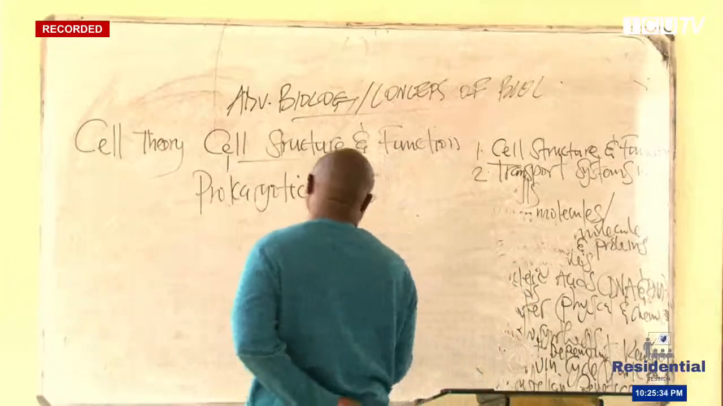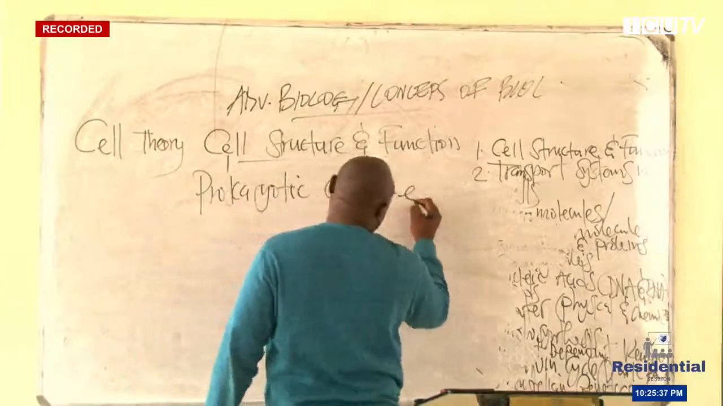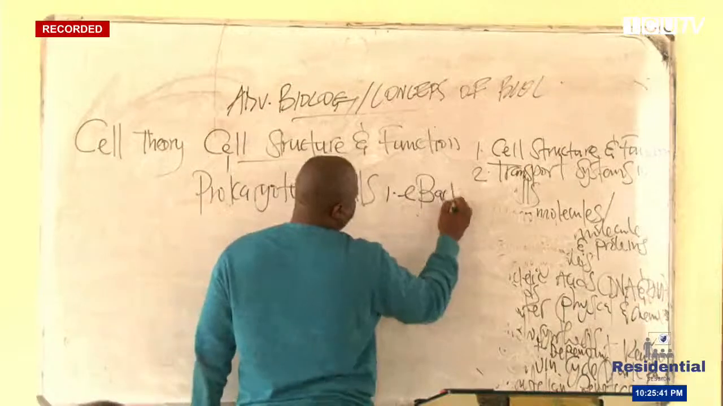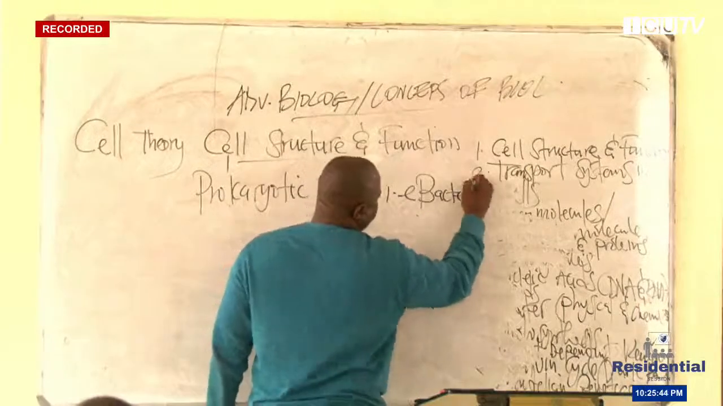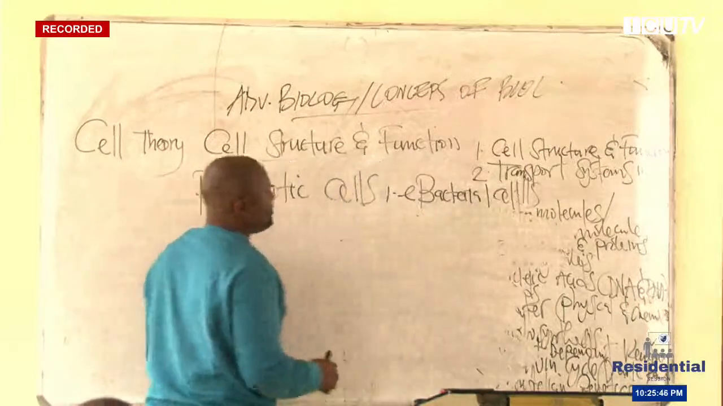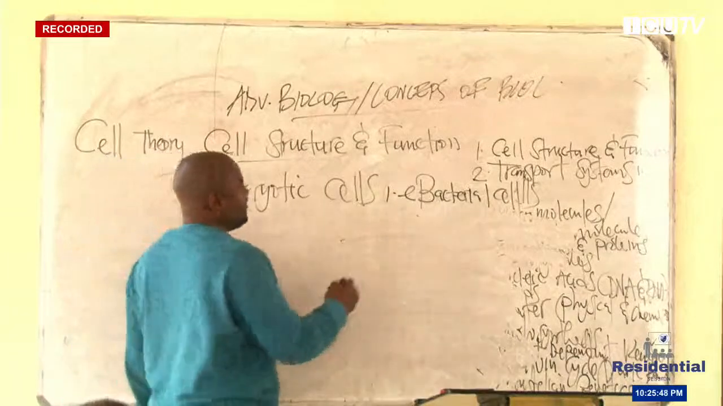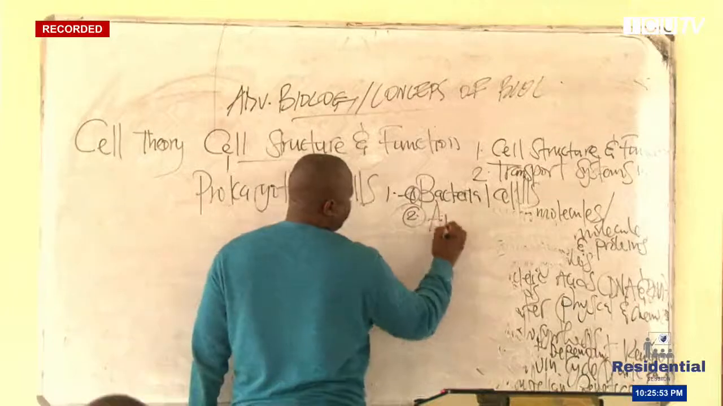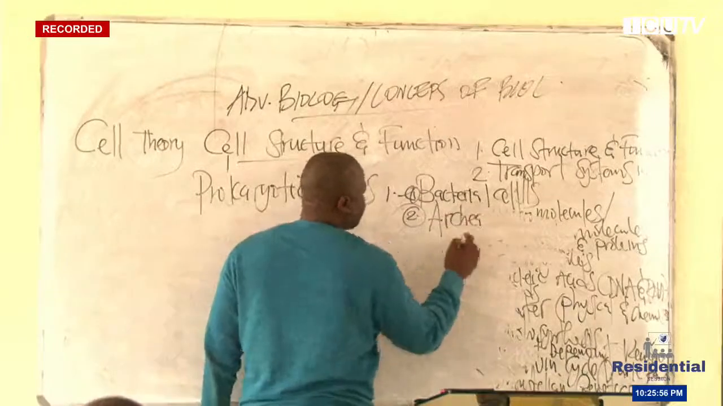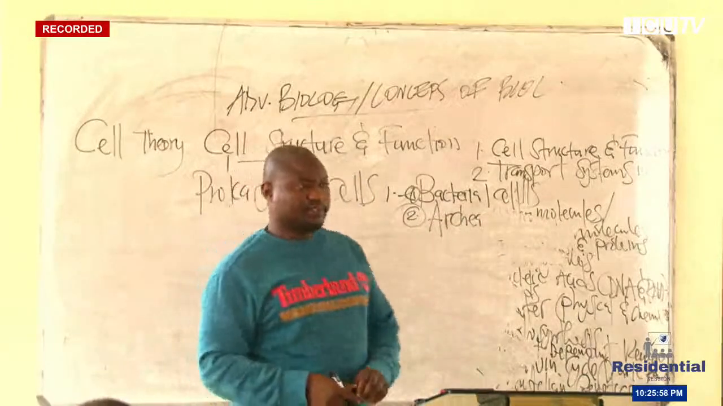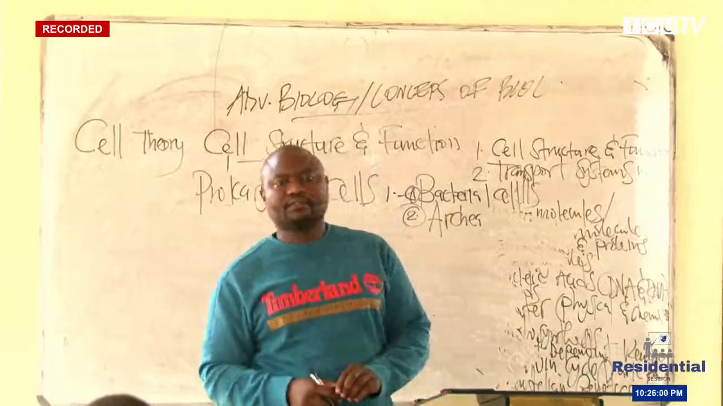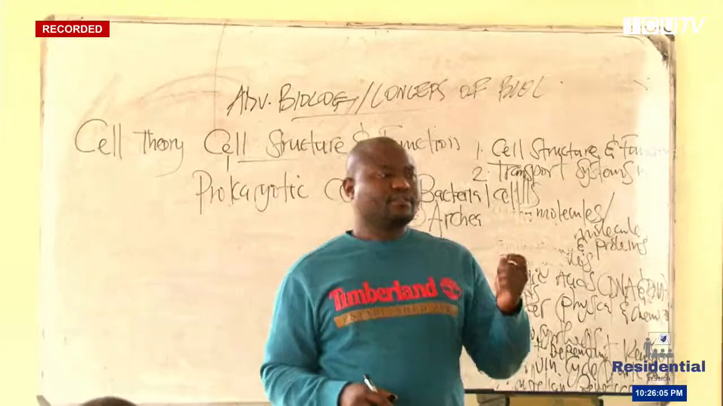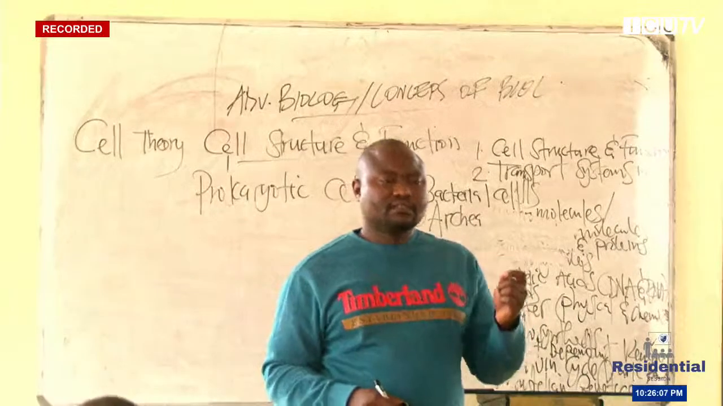What are some of the examples of prokaryotic cells? We have the bacterial cell, and then the second one we have the algae. These are small microbes, so they are in the same category as bacterial cells. So these are examples of the prokaryotic cells.